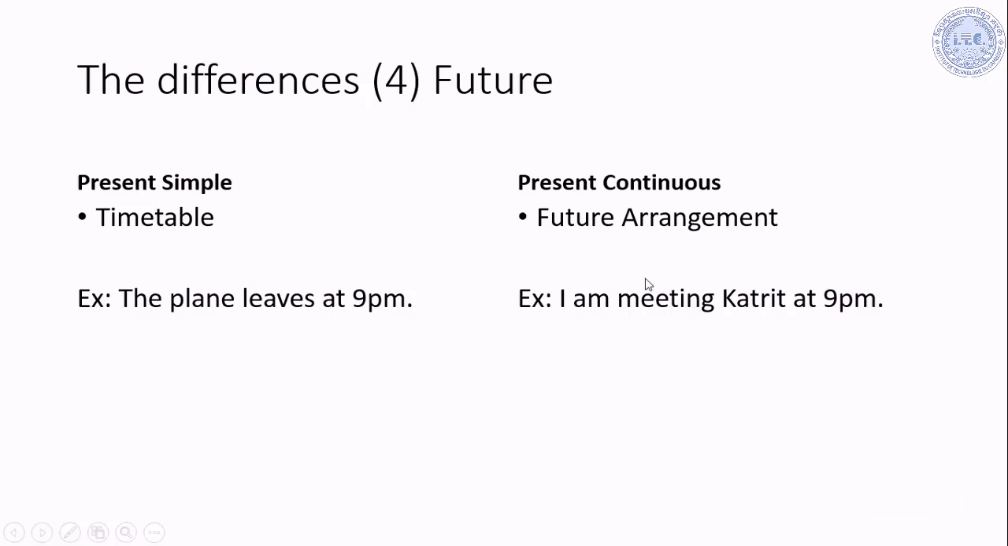So you have arranged the meeting with Katrit, meaning that you don't make the plan alone, you make it with someone else. And when it is an arrangement, most of the time you have time and place. I am meeting Katrit at 9 p.m. So this is an exact time. If you have any question, you can post a comment and I will get back to you.